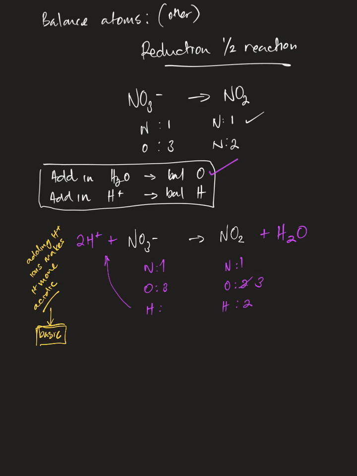Right, so I've sorted that out. So now I can see that my nitrogens balance, don't forget that becomes 2. Nitrogens balance, oxygens balance, hydrogens balance. So the atoms are all balanced. And after the atoms are balanced, I need to balance the charges.